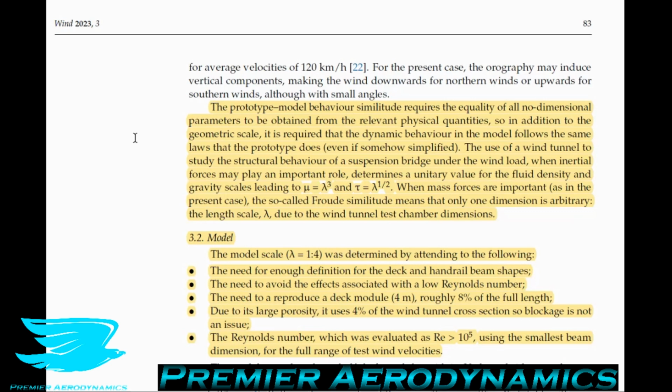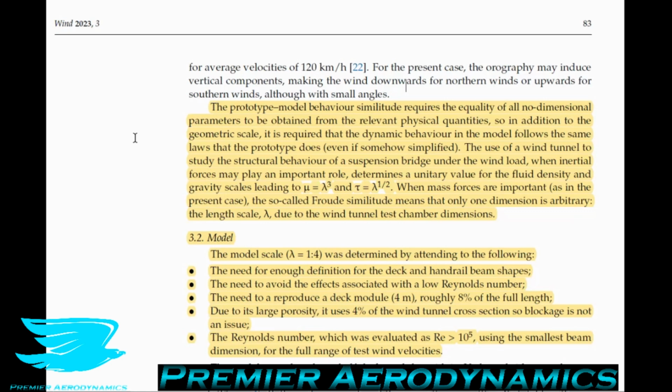The use of a wind tunnel to study the structural behavior of a suspension bridge under the wind load, when inertial forces may play an important role, determines a unitary value for the fluid density and gravity scales, leading to the mass ratio equaling the length scale cubed and the time scale ratio equaling the length scale square rooted. When mass forces are important, as in the present case, the so-called Froude similitude means that only one dimension is arbitrary, the length scale, due to the wind tunnel test chamber dimensions.